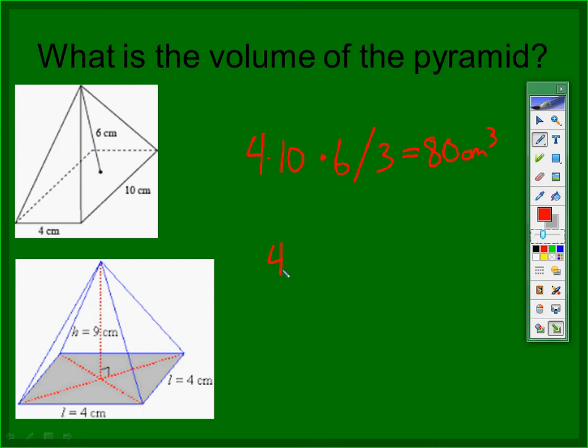4 times 4 times 9 divided by 3. 16 times 3 would be 48. Or I could just do 4 times 4 times 9 divided by 3. And I end up with 48 cubic centimeters.